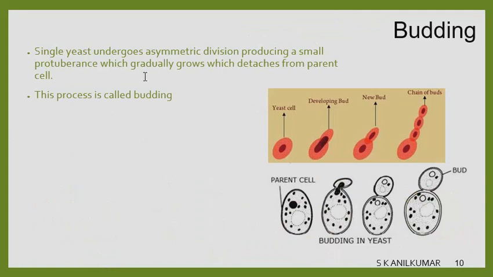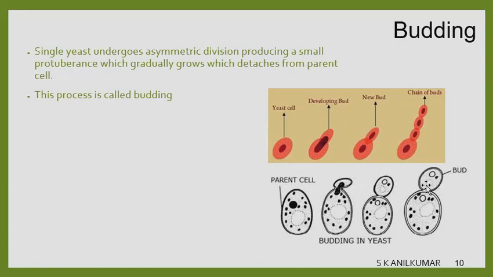What is budding? A single yeast undergoes asymmetric division. Asymmetric means the division is not symmetric. The yeast cell slowly expands. It develops a bud. A new bud is formed. A chain of buds is formed. This is the parent cell. This is a new cell. And finally this gets cut off.